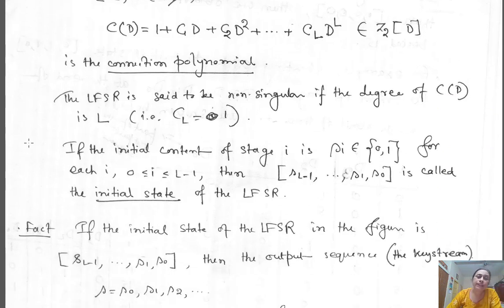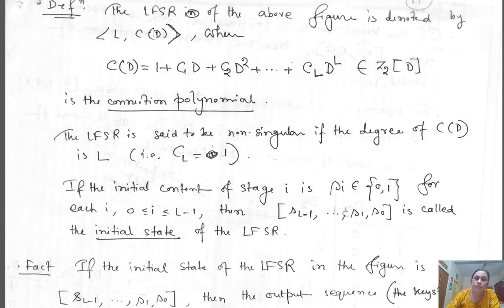And we say that an LFSR is non-singular if the degree of the connection polynomial is L. Non-singular LFSR means the degree of C(D) should be L. That means CL is 1. If CL is 0, then the degree of the polynomial is not L, it is less than L. So CL is taken to be 1 in case it is a non-singular LFSR.